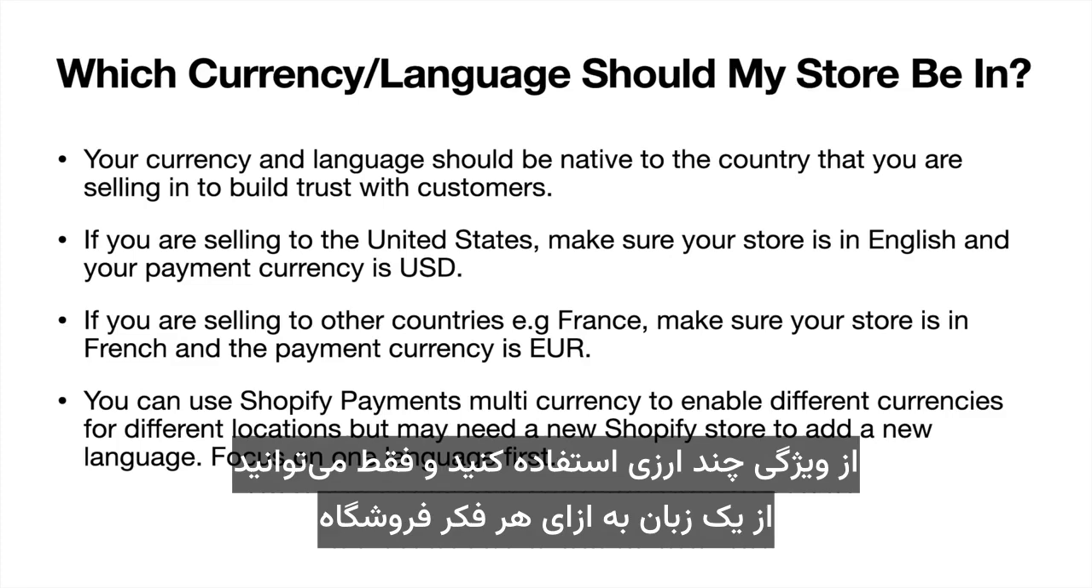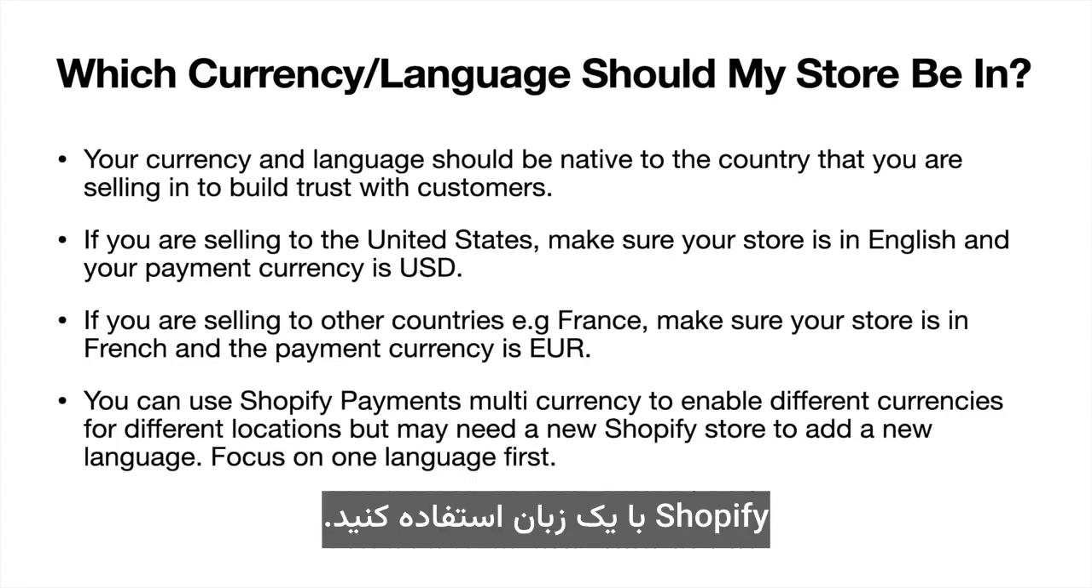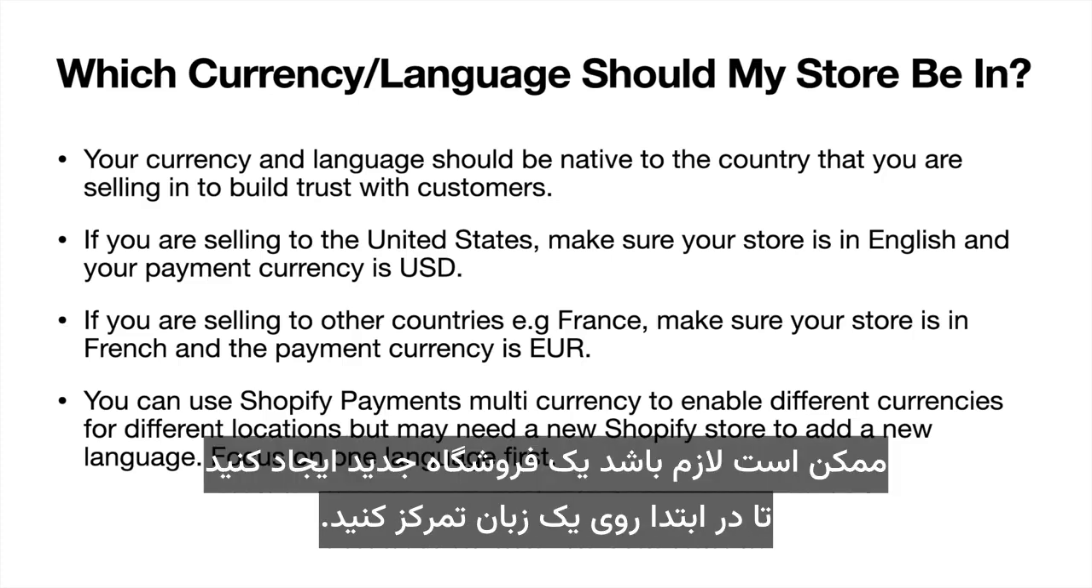And you can only use one language per Shopify store. Start with one language. If you want to add a new language, you may need to create a new store. So focus on one language in the beginning.